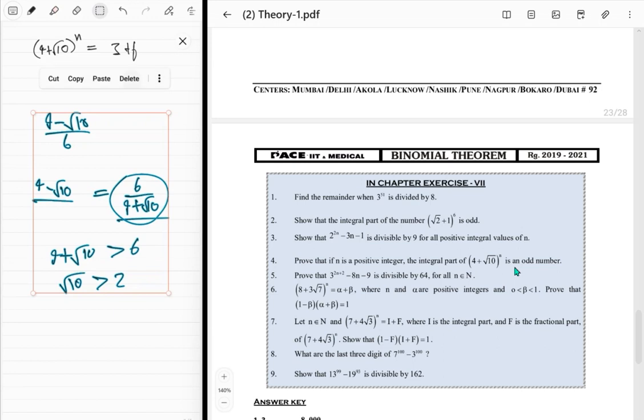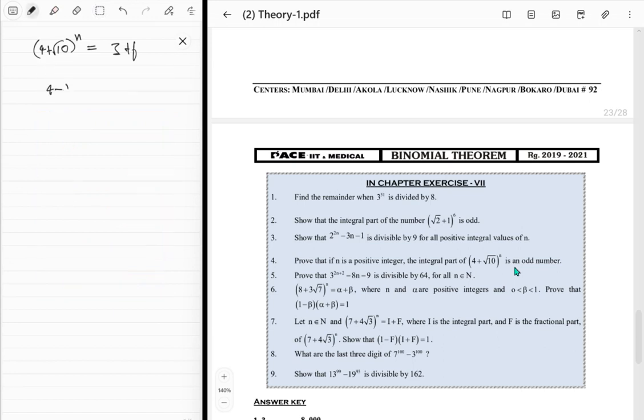So 4 minus square root 10 to the power of n will be something that's less than 1 as well, because n is an integer. If you have 0.5 to the power of n, that will be like 0 point something, less than 0.5. You get the idea. So it's just going to be a fractional part, no integer part involved in there, right?